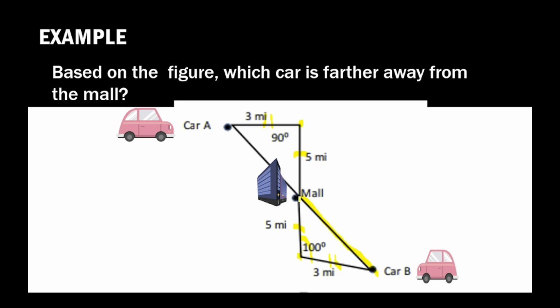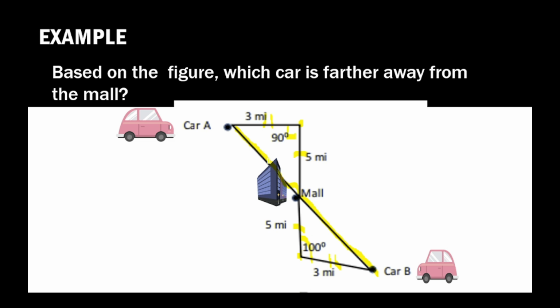While on the other side, from the mall going to car A, the angle opposite it is 90 degrees. So, which is the larger angle measure? Is it 90 or 100? Very good, 100. That means that if the angle is 100 degrees, the side opposite it has a longer opening, compared to the 90 degrees, whose opposite side has a smaller opening. So, that is the Hinge Theorem.